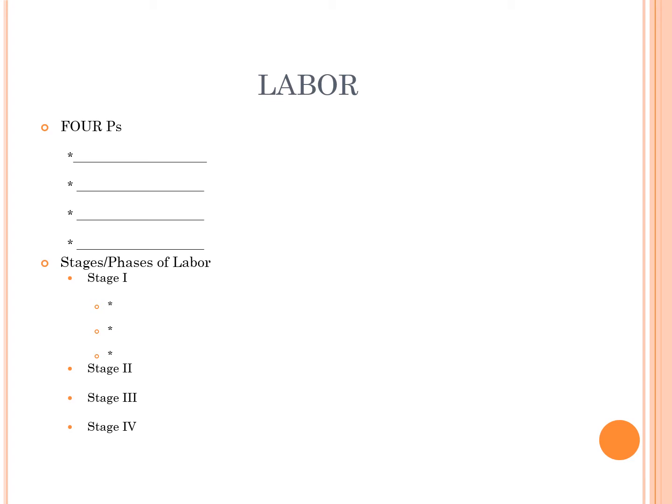Then we have passenger, which is our fetus and placenta. So a lot of times people forget after that baby comes out, we have to deliver a placenta. So how big is that baby? What position are they in? So are they OP or OA? You're going to hear those terms.